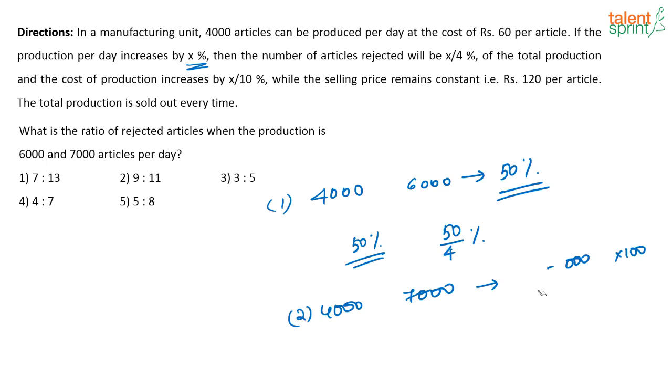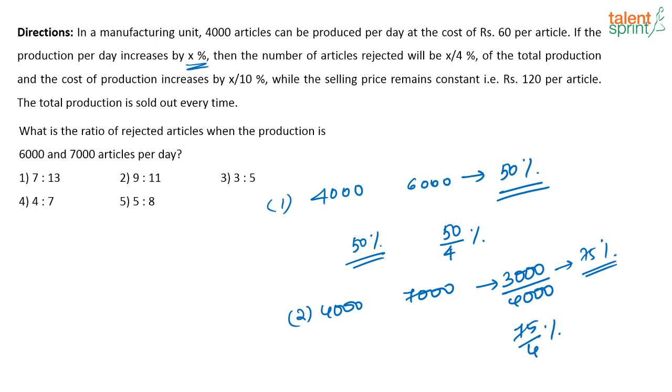Again you needn't do it like this. I have an increase of 3,000 out of the actual production, which was 4,000, or 3 by 4, which you know is 75%. Okay. So in the second case, when there are 7,000 articles produced per day, the increase in production is 75%. So the X percentage in the question here refers to 75%. So what will be your rejected articles here for this case? It will be 75 by 4%.